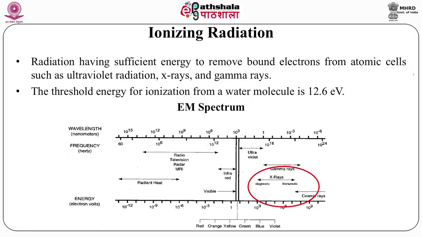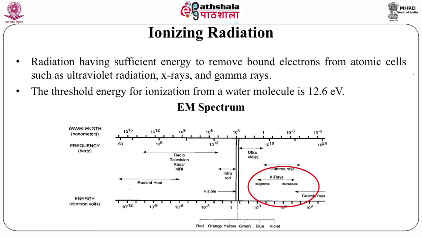Now, what is ionizing radiation, from which we are talking about protection? Radiation having sufficient energy to remove bound electrons from atomic shells, such as ultraviolet radiation, X-rays, and gamma rays. They are ionizing radiation. In addition, you must have heard about other radioactive nuclear radiations, for example alpha rays, beta rays, cosmic rays. They are all ionizing radiation.